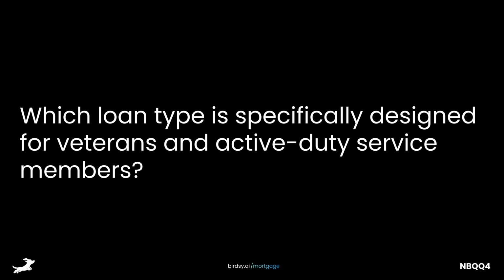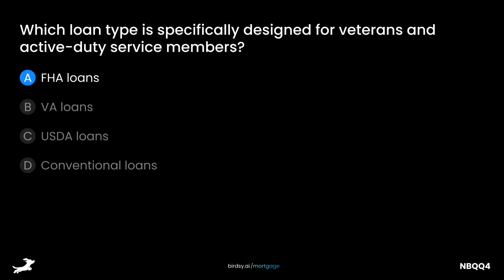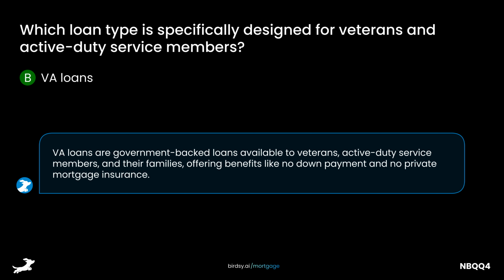Which loan type is specifically designed for veterans and active duty service members? Is it A, Federal Housing Administration, FHA loans, B, U.S. Department of Veterans Affairs, VA loans, C, U.S. Department of Agriculture, USDA loans, or D, conventional loans? The answer is B, U.S. Department of Veterans Affairs, VA loans. VA loans are government-backed loans available to veterans, active duty service members, and their families, offering benefits like no down payment and no private mortgage insurance.